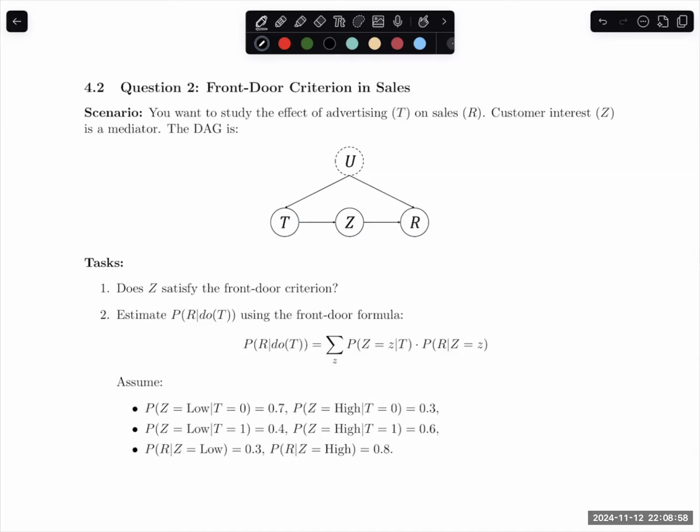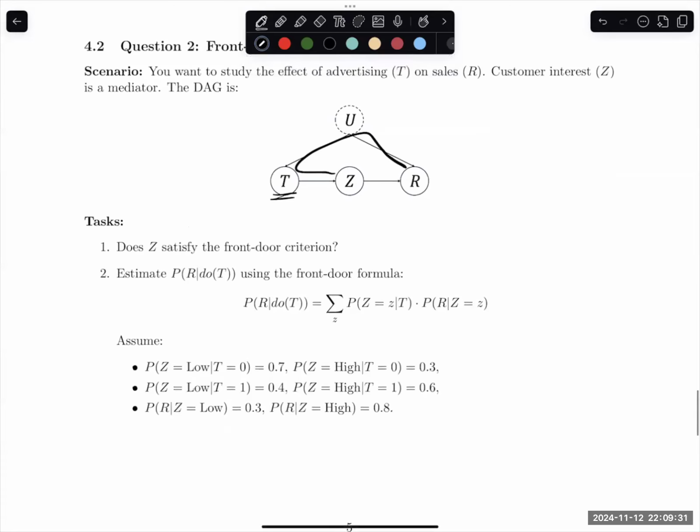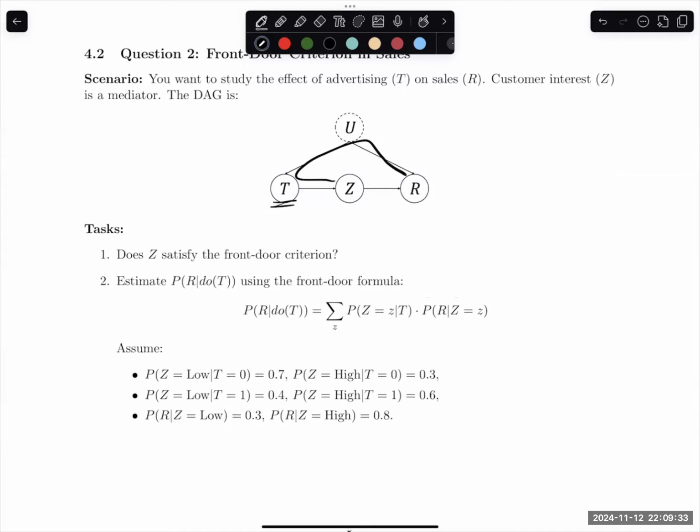The second one is that there should be no unblocked backdoor paths from T to Z. And in this diagram, there are no backdoor paths from T to Z. And all the backdoor paths from Z to R should be blocked by T. There is a backdoor path from Z to R, but we can see T blocks it. Which concludes that Z satisfies the frontdoor criterion in this situation.